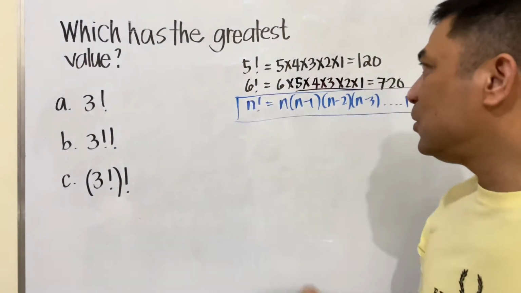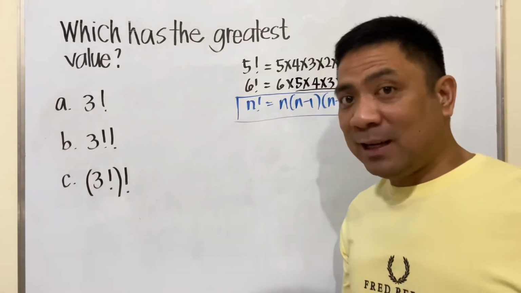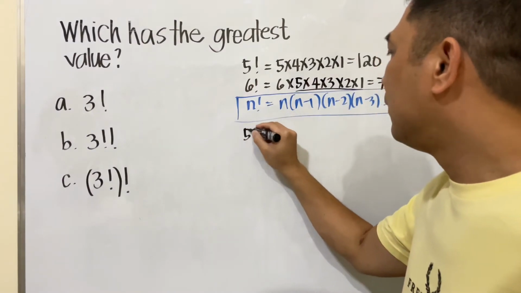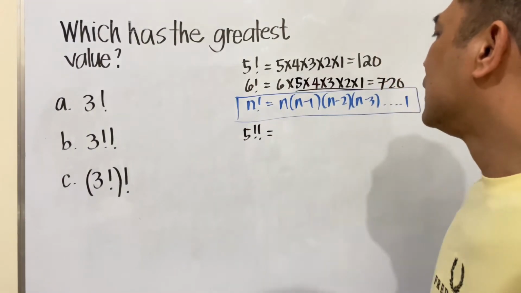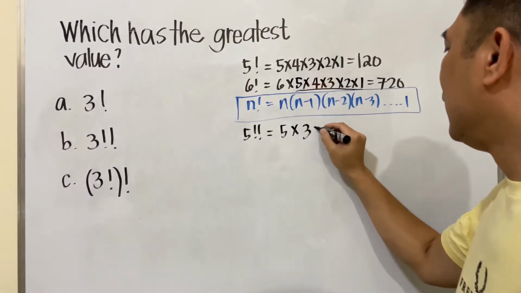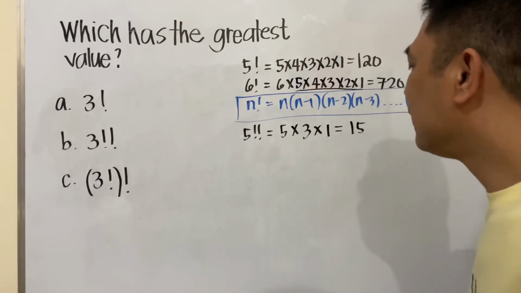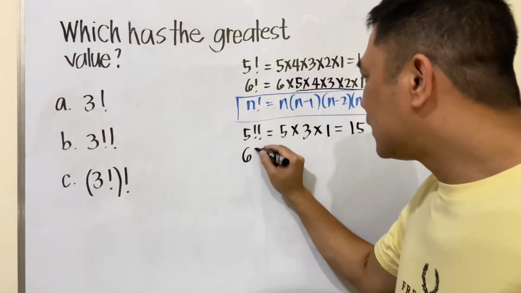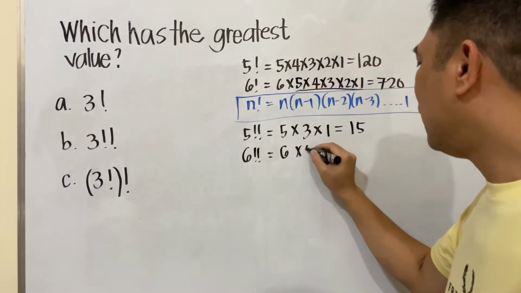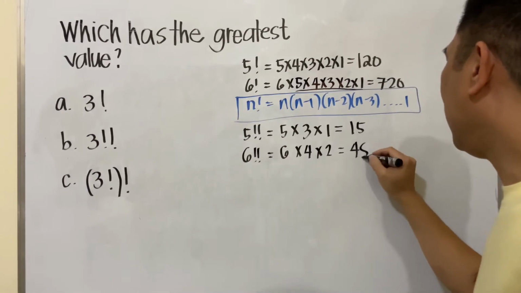I'll use 5 double factorial and try to see the pattern of how I do double factorial. Okay? So we'll have 5 double factorial. That means you have 5 times 3 times 1, which is equal to 15. Okay? Then again, you have 6 double factorial. This means 6 times 4 times 2, which is equal to 48.